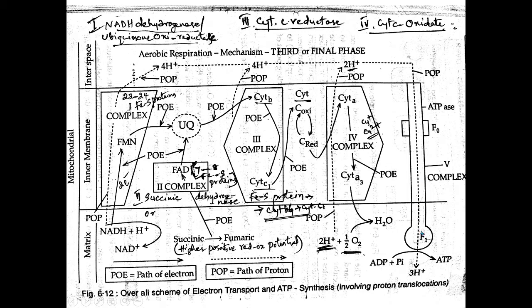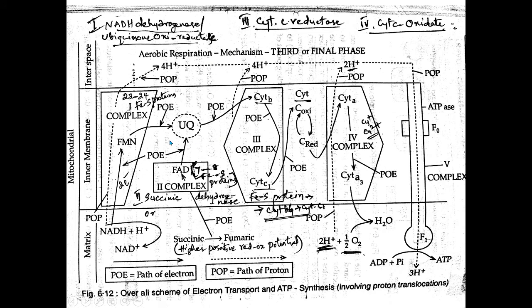This current helps the head of this F0 F1 particle to rotate, and while rotating, it generates some energy, and this energy is utilized by ADP and inorganic phosphate present in the matrix, and ADP is converted to ATP. This is oxidative phosphorylation. We saw photophosphorylation in the light reaction, and substrate level phosphorylation in glycolysis and the Krebs cycle. Now here it is oxidative phosphorylation.